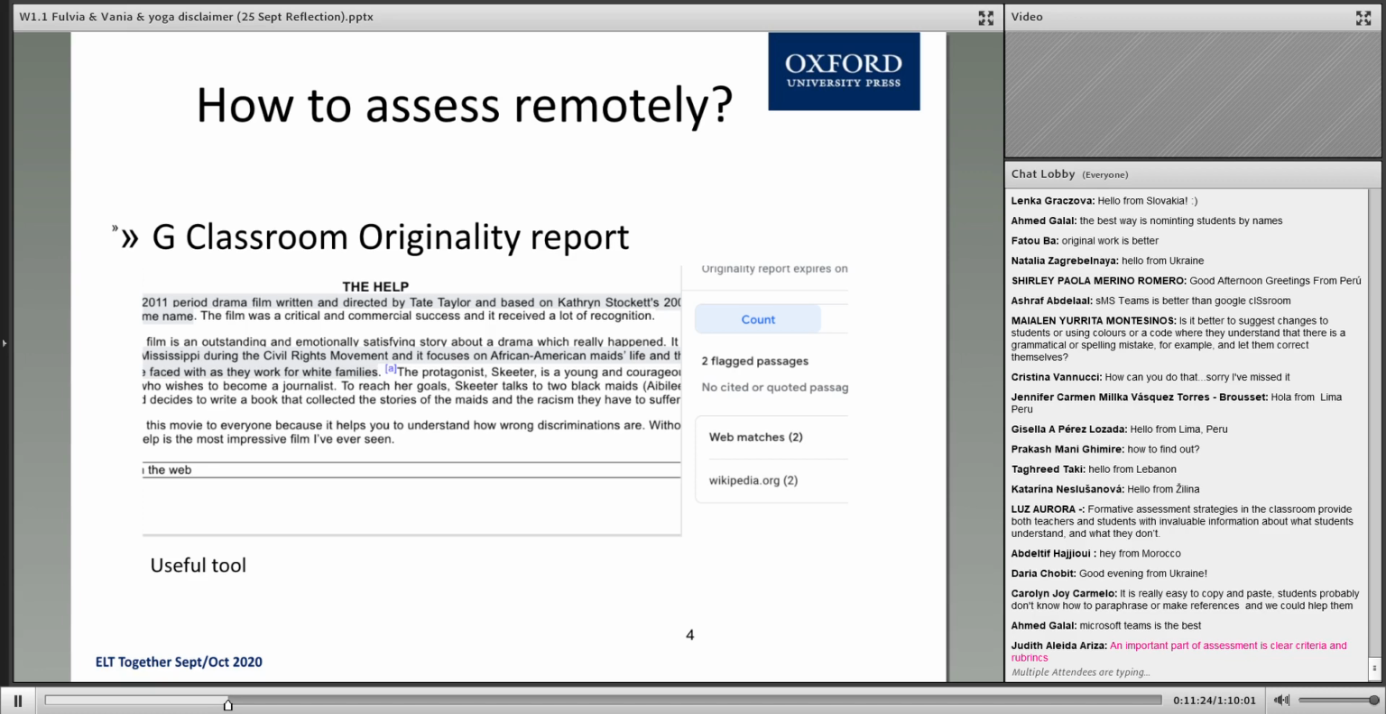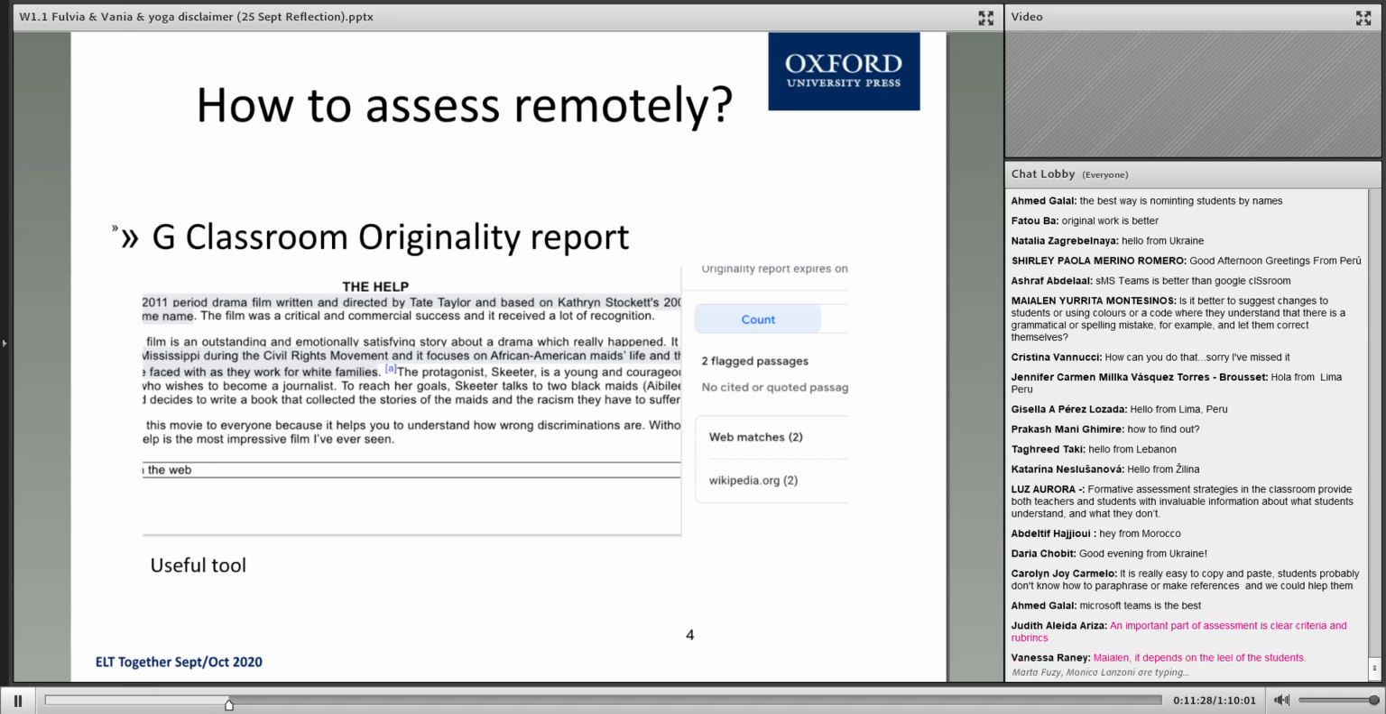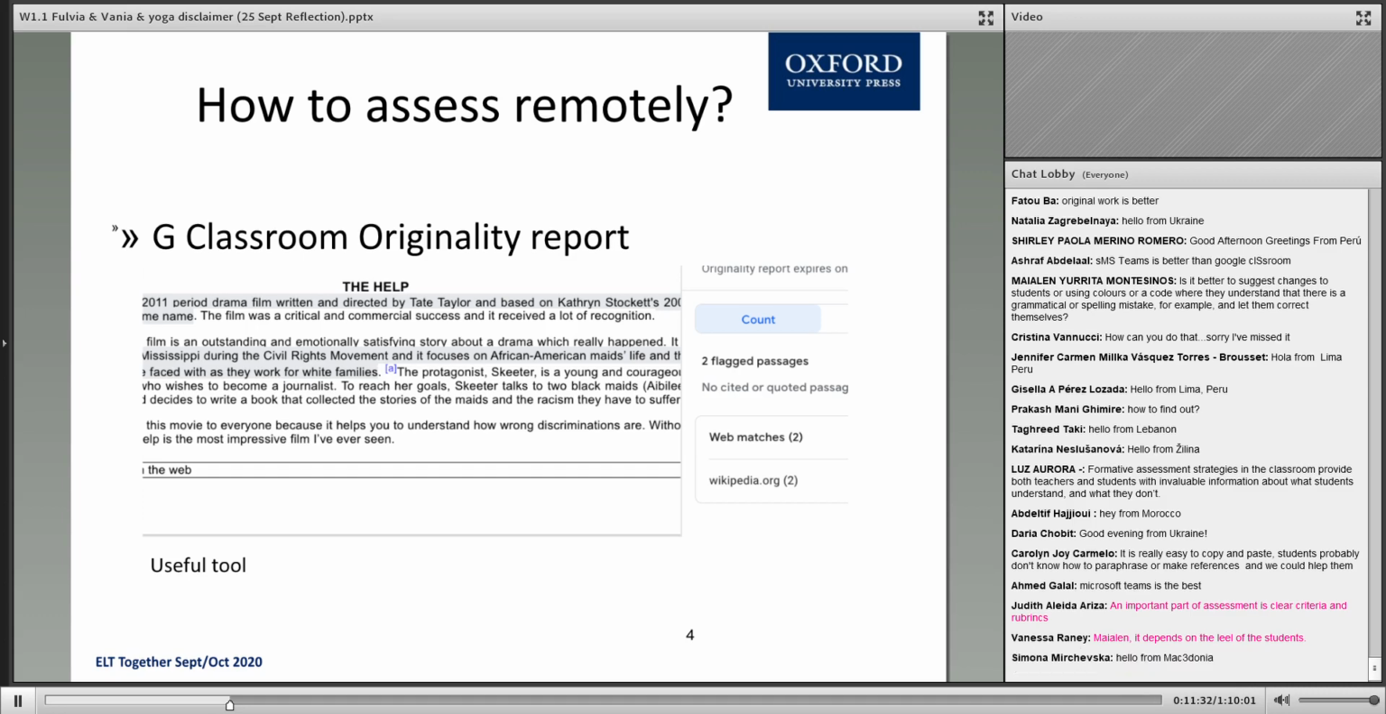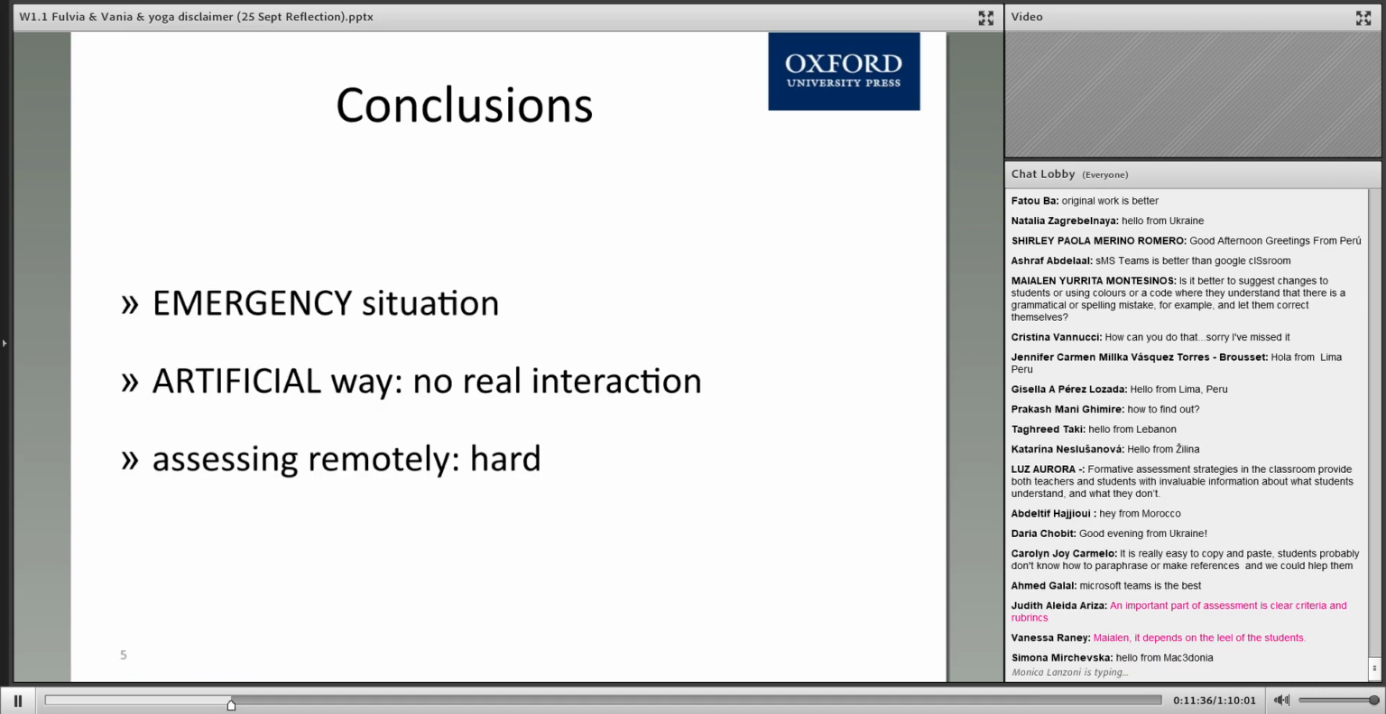Sorry, I have to wait for the slide to appear. It's not appearing, maybe it's my computer. Okay. What are my conclusions?